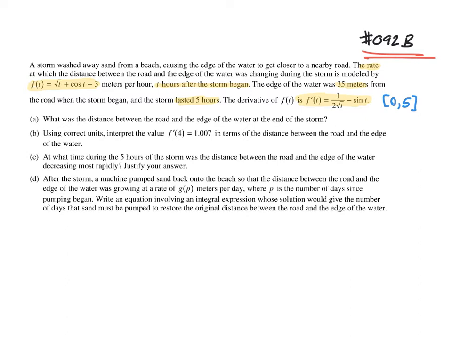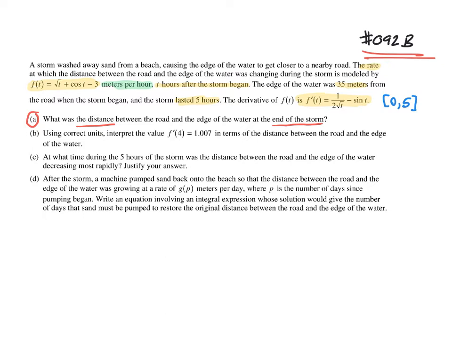Okay, so we're going to attack each one of these parts. There are 4 parts here. We'll do one on each slide. For part A, we are asked to find the distance between the road and the edge of the water at the end of the storm. So after 5 hours, we want to know how far away things are. We are given a rate, which is measured in meters per hour. That's a rate. If you want to find out the distance given a rate, you have to do an accumulation function.